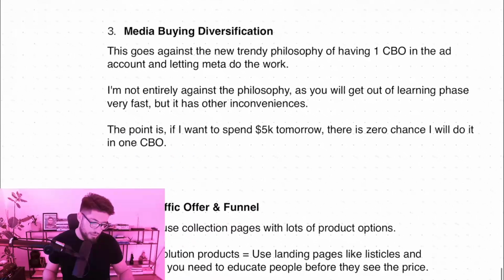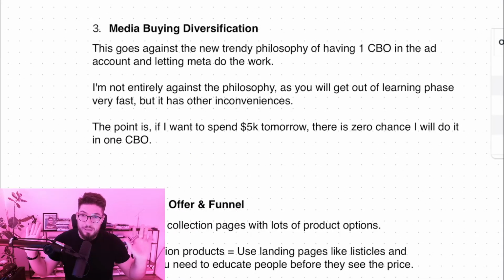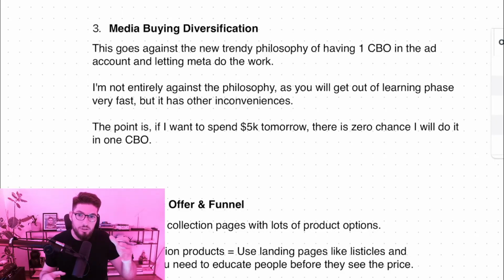Another point, media buying diversification. This goes completely against the new trendy philosophy of having just one CBO in the ad account and letting Meta do the work and all of that. And I'm not entirely against the philosophy of consolidating, like it's something that I do, but it will get you out of learning phase super fast. It's easier to manage. It has other inconveniences. Again, that's not the topic.